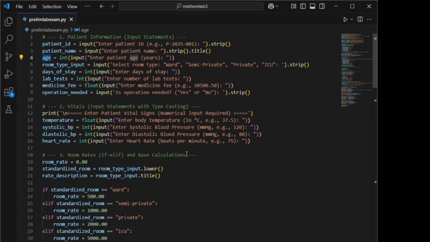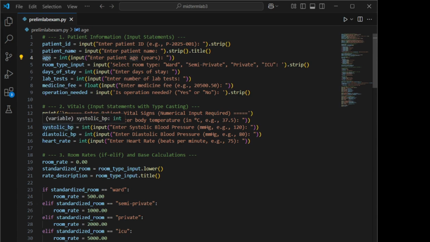Next, we need to determine the cost of the room. So this is a perfect job for a simple if and elif chain. So notice whether the user types uppercase ICU, it will convert it into lowercase icu.